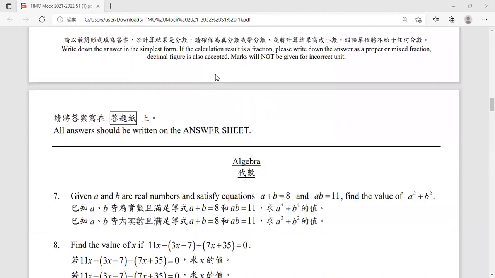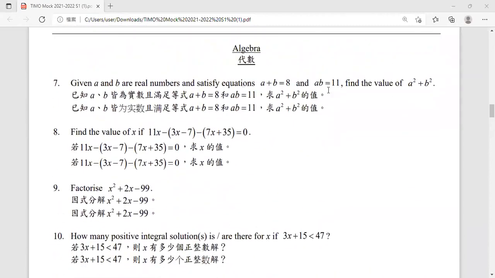Okay. Let's see. And now for this one, you start to have to use some identities. Okay, the first identity you have to use is a plus b squared. a plus b squared is equal to a squared plus 2ab plus b squared.